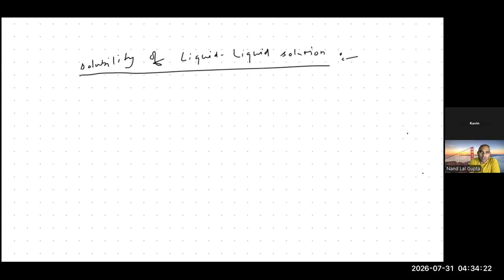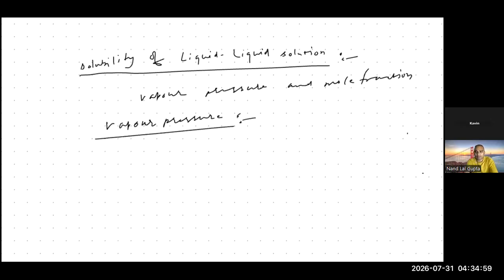So solubility of liquid in solution is studied in terms of vapor pressure and mole fraction. If you talk about gas in liquid, it is studied in terms of partial pressure and mole fraction. Here it is studied in terms of vapor pressure and mole fraction. If I ask you, what do you mean by vapor pressure? Can you define vapor pressure? Give me a little idea.